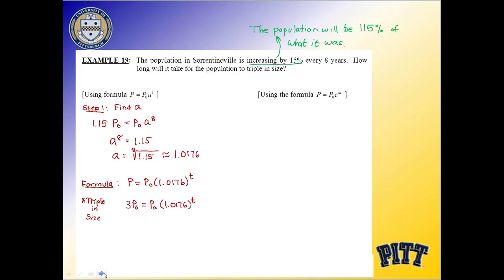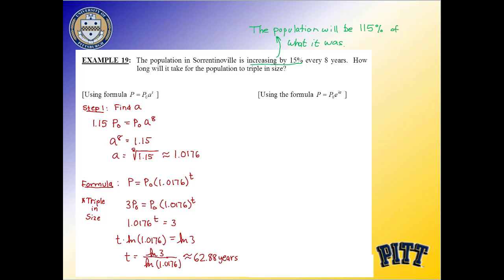To triple in size means I'm going to have 3 times the original amount. So my final amount is going to be 3 times p sub 0. Again, I'm going to divide both sides by p sub 0, and also using the symmetric property of equality, 1.0176 to the t power would equal 3. I can apply natural logs to both sides, and therefore on the left I could also bring that t in front and make it a multiplication. And so t is going to be the natural log of 3 over the natural log of 1.0176.